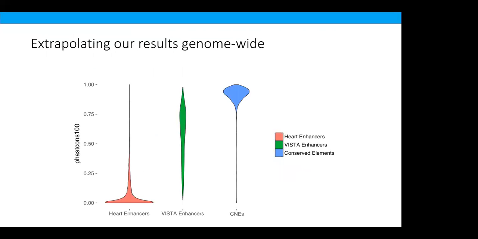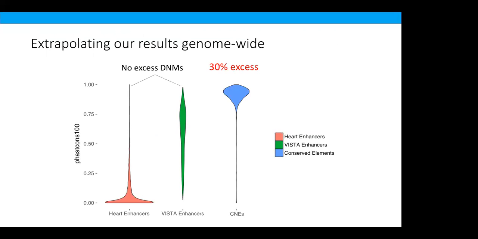So the last thing we wanted to do was basically take these results and, because we've only sequenced a subset of elements, try to extrapolate those genome-wide. So as I mentioned earlier, we see no excess of de novo mutations in either of these two classes of enhancers. And we see about a 30% excess in the fetal brain active conserved non-coding elements.